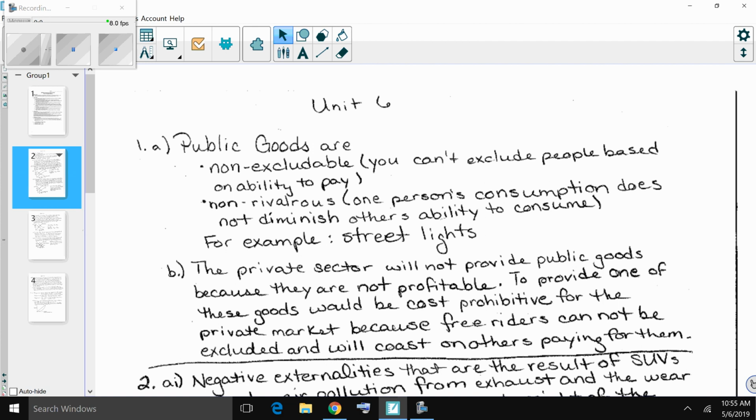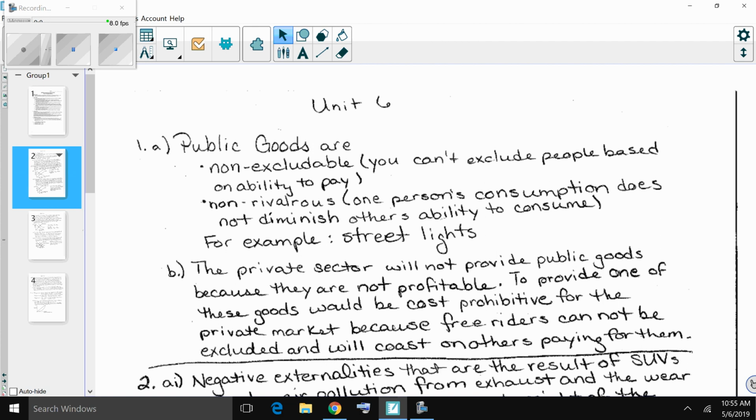Prime examples of public goods include streetlights. One person using a streetlight to see does not prevent someone else from being able to see using the same streetlight. Additionally, people can use streetlights even if they didn't pay the taxes that contributed to building the streetlight.